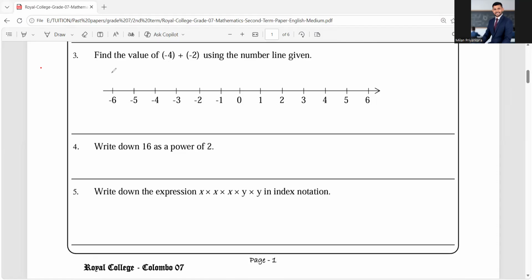Okay, let's go to question number 3. Find the value of -3 plus -2 using the number line. As I always teach, I'll start from the first number, which is -4 here.